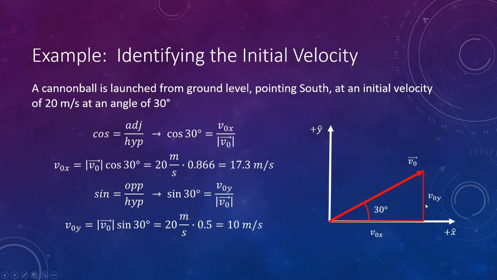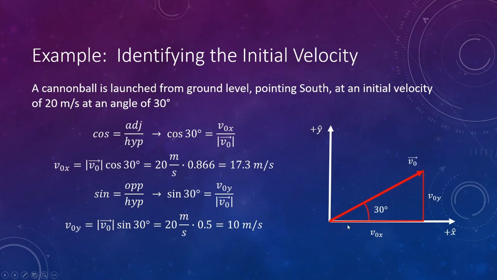The y component of the initial velocity is the opposite side of that angle, so we're going to use a sine. Sine is always opposite over hypotenuse, so sine of that 30 degree angle is the y component of the initial velocity over its magnitude. Multiply both sides by the magnitude, we have the initial velocity in y is the magnitude of the initial velocity times sine of 30 degrees. So that would be 20 meters per second times 0.5, giving you 10 meters per second for the initial velocity in y. Again, if you're given a vector like this in terms of the magnitude and the angle, just sketch out that vector.